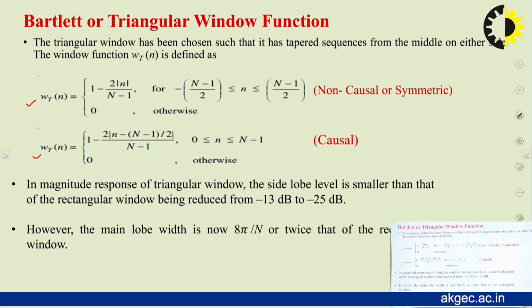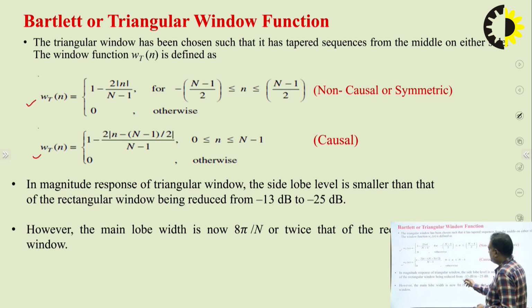So we can choose any window function for obtaining the frequency response of an FIR filter. But as you will see, as the window becomes more gradual, the width of the main lobe is more, but the number of side lobes is reduced. The width of the main lobe can be controlled by increasing the filter order. Here the width is 8 pi by N. It means if you increase the filter order, or the length of the window function, this width is reduced. So it is inversely proportional to the length of the window function.